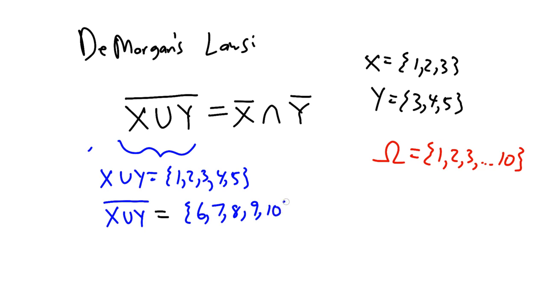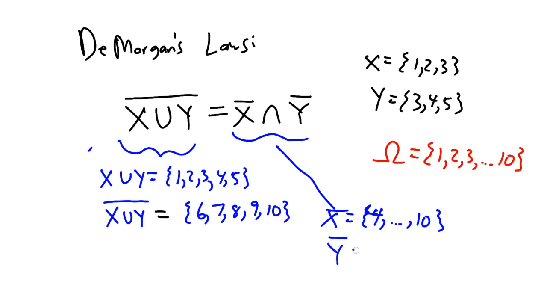Right? Those are all the numbers in our domain of discourse that are not in X union Y. So that's what we get on the left-hand side of this equal sign. Now, what do we get on the right-hand side? Well, X bar is going to be the set 4 through 10, because X is {1, 2, 3}. Therefore X bar, or X complement, is all the numbers in our domain of discourse except 1, 2, and 3, which are 4 through 10.